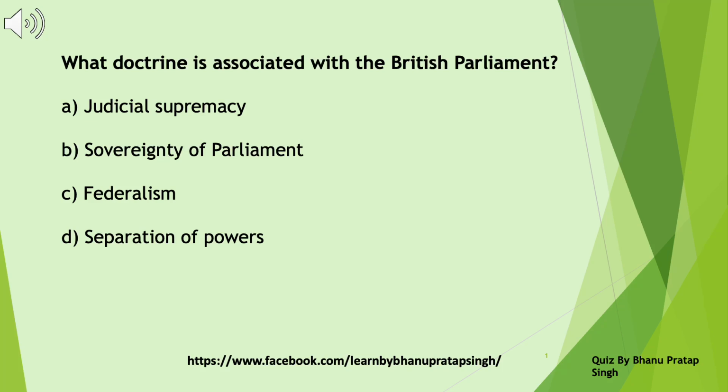What doctrine is associated with the British Parliament? A. Judicial supremacy. B. Sovereignty of Parliament. C. Federalism. D. Separation of powers. Choose the correct answer. Answer B. Sovereignty of Parliament.